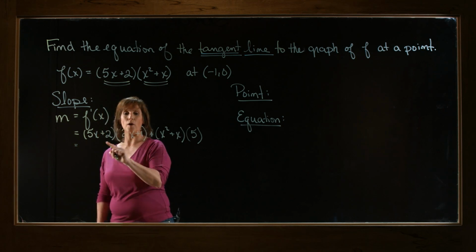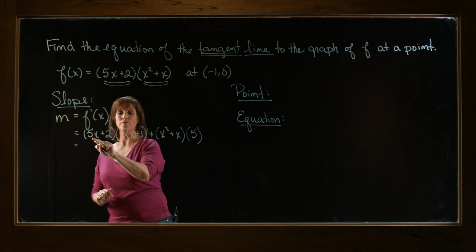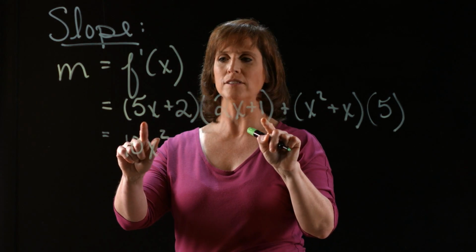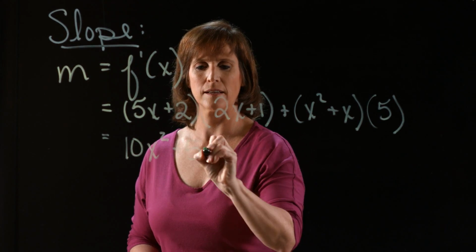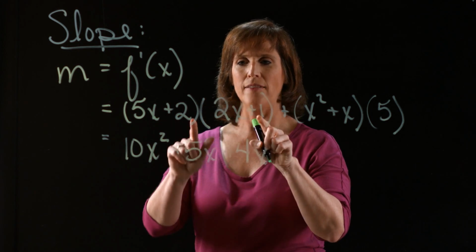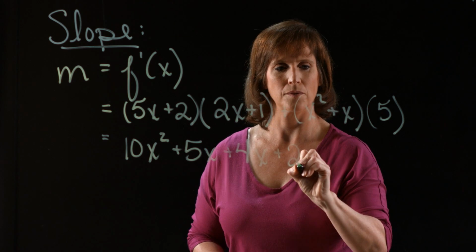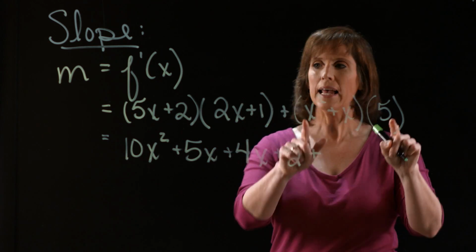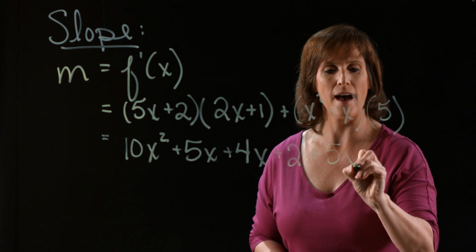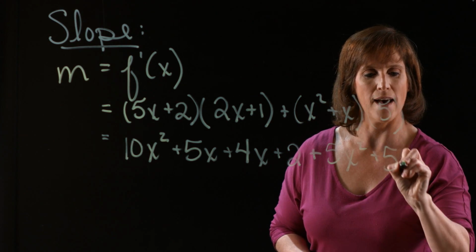So I'm going to use FOIL on this first piece. 5x times 2x is 10x squared. The outside terms give me a 5x. The inside terms, a 4x. And the last terms, a 2. In the second term, I'm going to go ahead and distribute the 5. So I have a 5x squared plus 5x.